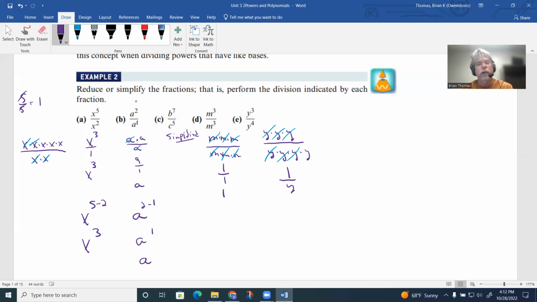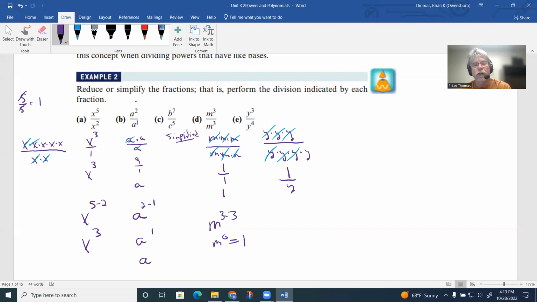But on part D, notice we have m cubed divided by m cubed. So we could write this as m to the third minus 3, and 3 minus 3 is going to be 0. That's kind of strange, m to the 0. What is that? Well, remember, the answer we got was 1, so these must be equivalent. M to the 0 must equal 1. So we're picking up on some special exponents here. 0 becomes an exponent that we need to look forward to as we move further into the problems.